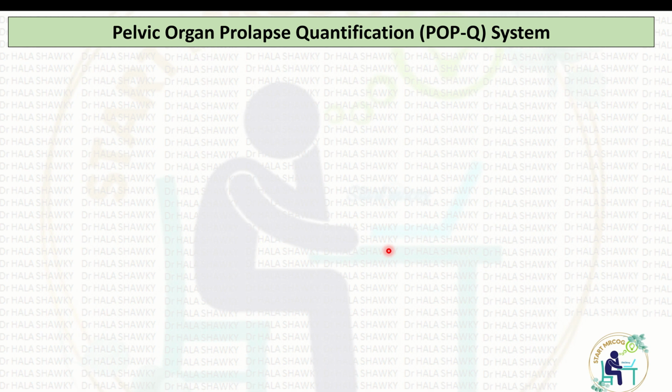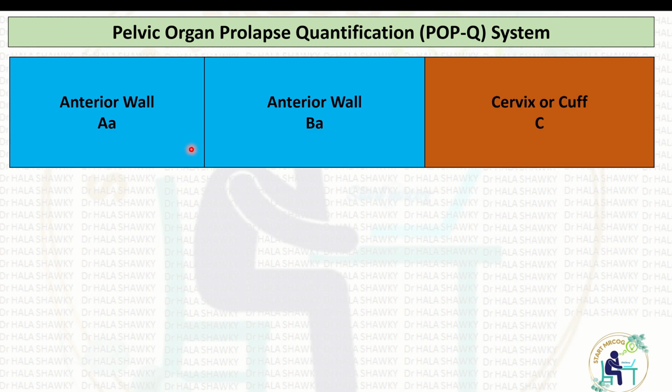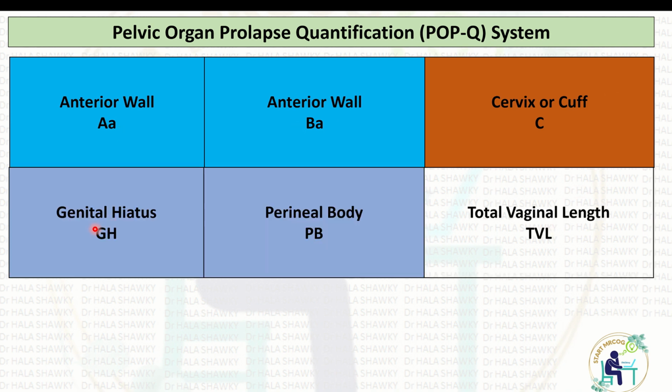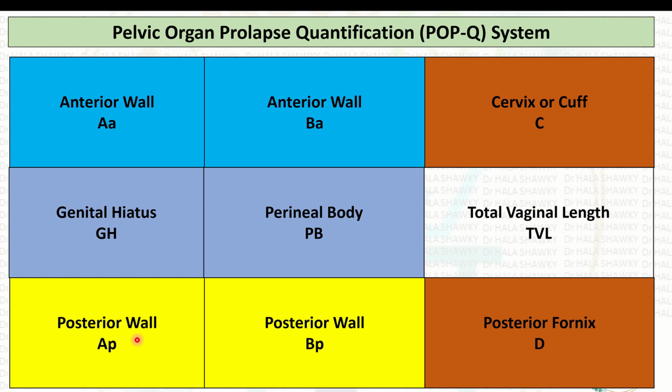Now we will put all the measurements we got on the 3x3 table or the grid. Here is the anterior wall with the points AA, BA and the cervix, C. The middle row will be the genital hiatus, perineal body and total vaginal length, and the last row will be for the posterior wall, points AP, BP, and the posterior fornix, which is the point D.